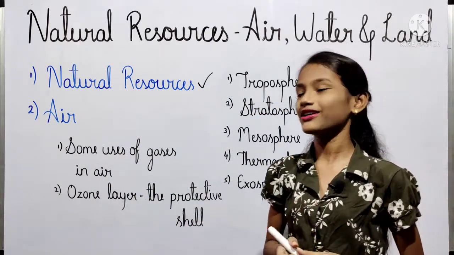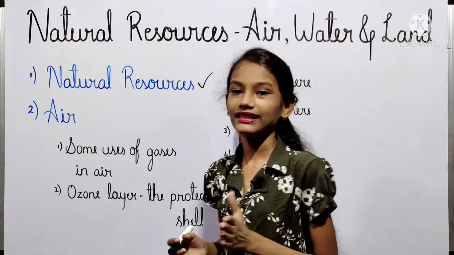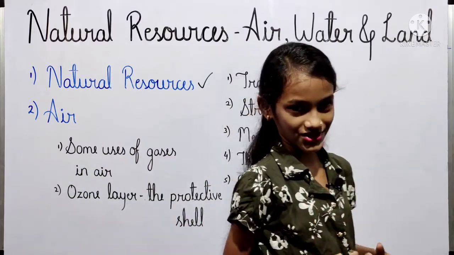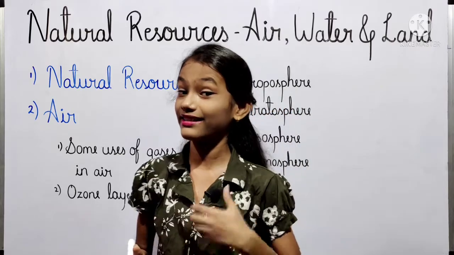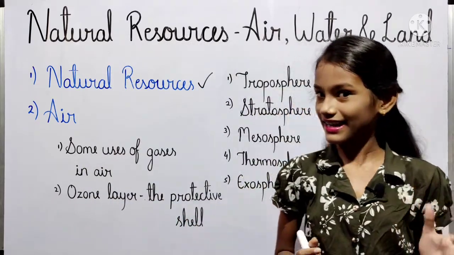So now we will see our second point, that is the air, means vayu. The air in the atmosphere around the earth contains nitrogen, oxygen, carbon dioxide, sulfur dioxide, nitrogen dioxide, dust particles, water vapors and also the 6 inert gases.